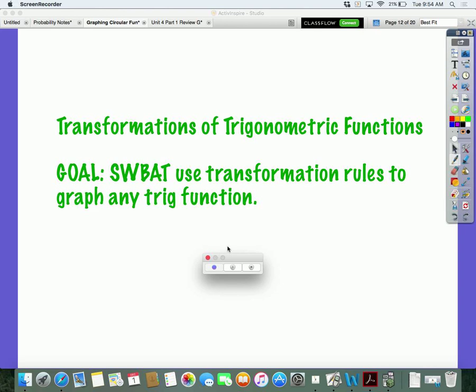About transformations of trig functions. Make sure you get down the goal. You will be able to use transformation rules to graph any trigonometric function. So the same rules that we've been dealing with when we did quadratics, exponentials, logarithmic functions, they apply as well to trigonometric functions: sine, cosine, and tangent.